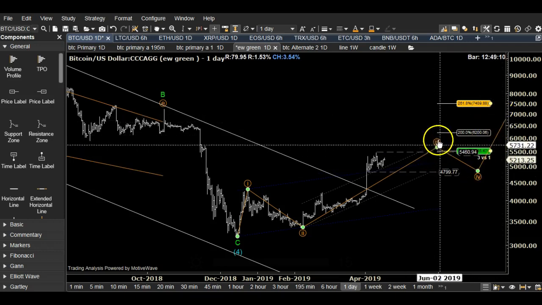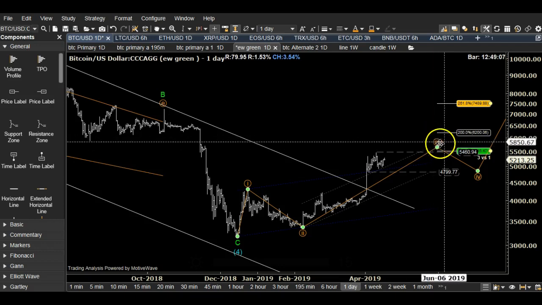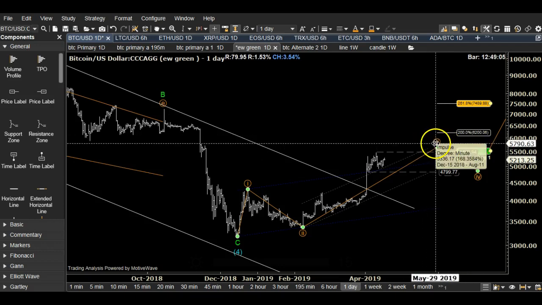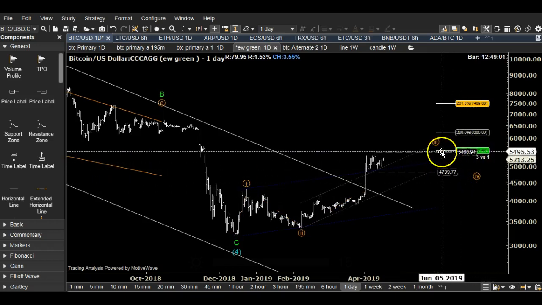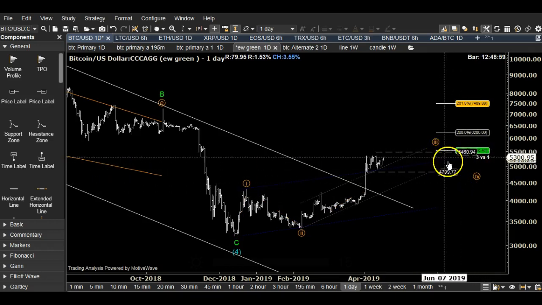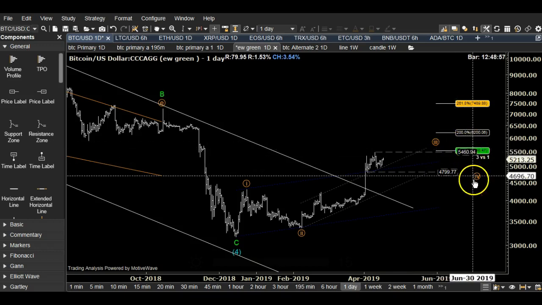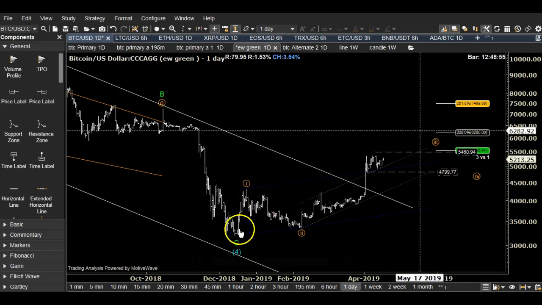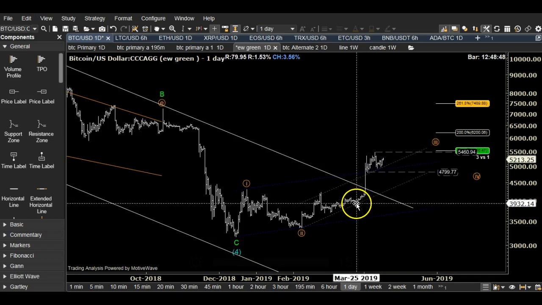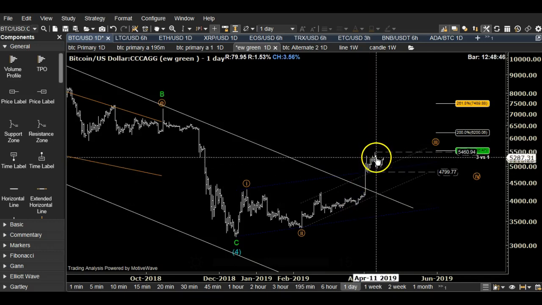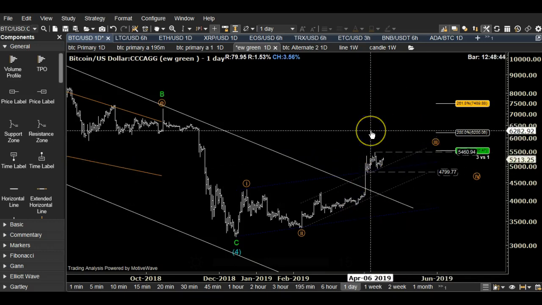Now, we don't know how high this wave 3 is going to go. Ideally, this usually ends at about a 161.8 multiple of wave 1, and that comes in at about 5,500, and you can see here that it's been almost reached in a wave of a lesser degree.